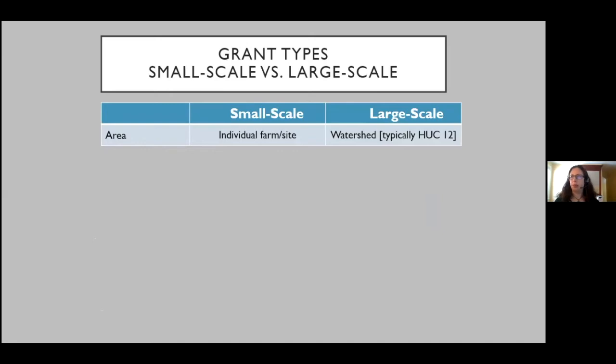For non-TMDL large-scale TRM projects, the size of the watershed addressed must be between 8 and 39 square miles, whereas the size of a large-scale TMDL TRM watershed is determined by the size of the TMDL watershed, or if it's for larger TMDLs, the size of the TMDL watershed reach.